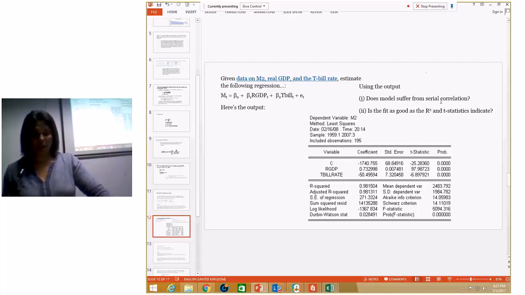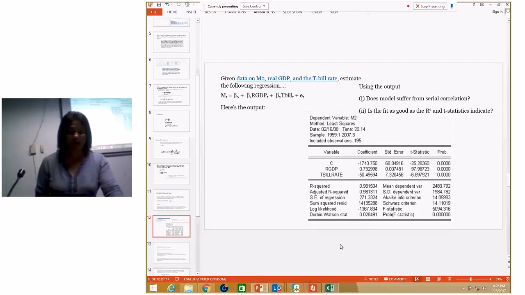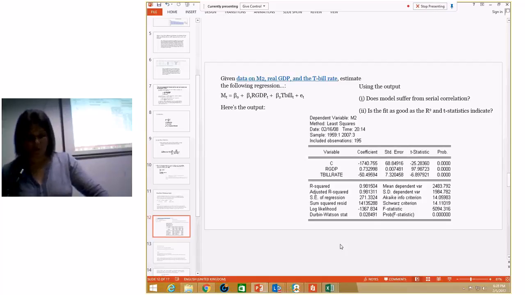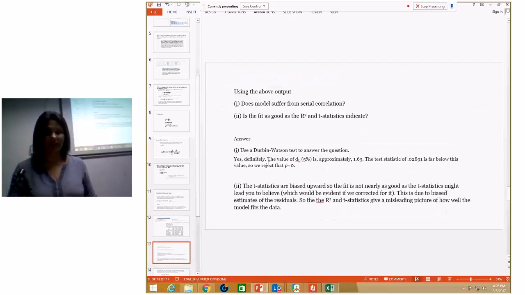Then, does this model suffer from serial correlation? The main problem with a model like this is serial correlation, so you need to test the Durbin-Watson. If the Durbin-Watson value is less than 2, then you can determine the model suffers from serial correlation. The R squared is 98%, and these statistics are all highly significant. Then the model suffers from serial correlation. Right, this is the answer for this question.